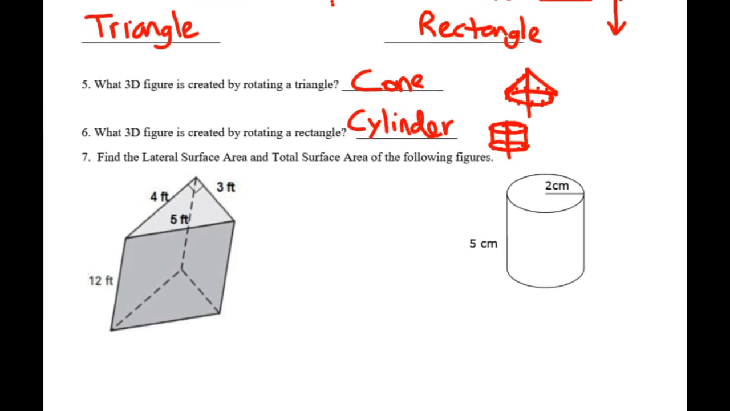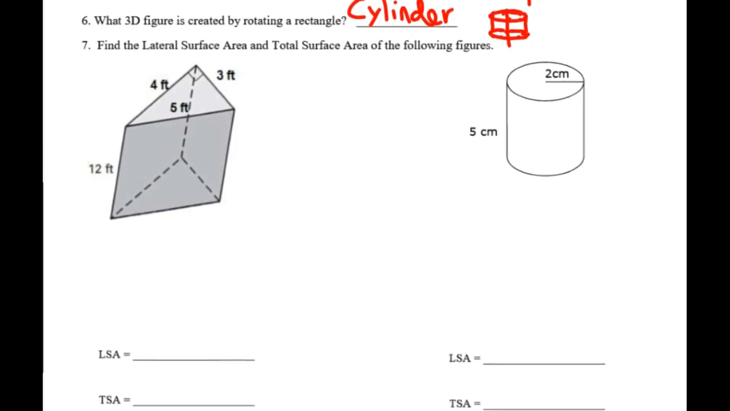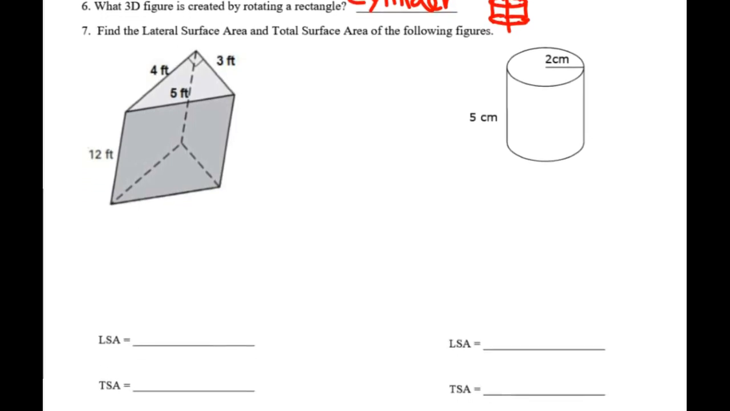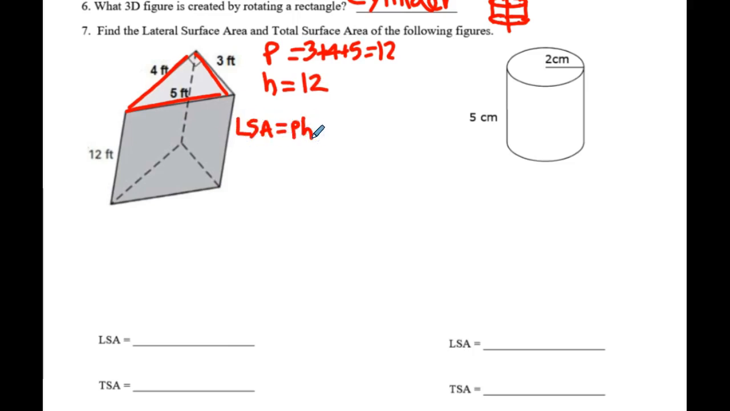Find the LSA and the TSA. Okay, so we got a prism and a cylinder. You got your formula chart to help you do this. First let's do lateral surface area of this prism. I need P and I need H. The perimeter of the base, 3 plus 4 plus 5 is 12. The height is also 12. So LSA equals PH. That equals 12 times 12.